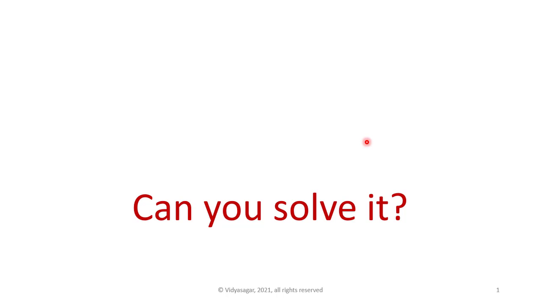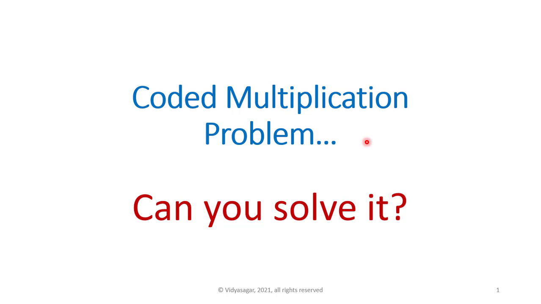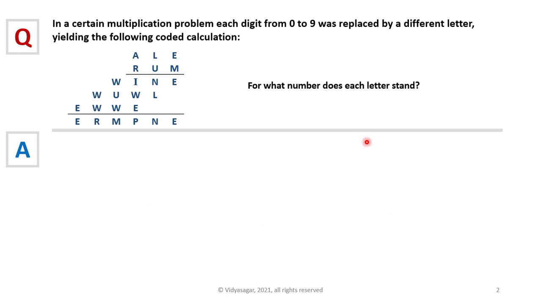Today we are going to solve a coded multiplication problem. In a certain multiplication problem, each digit from 0 to 9 was replaced by a different letter, resulting in this coded multiplication. We need to find the numbers which were represented by these letters.